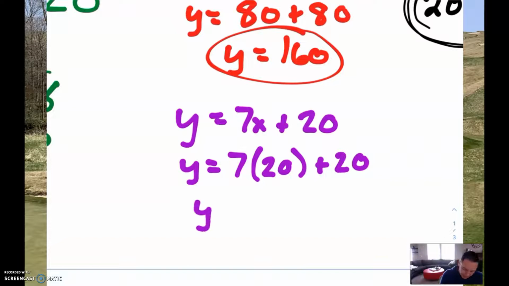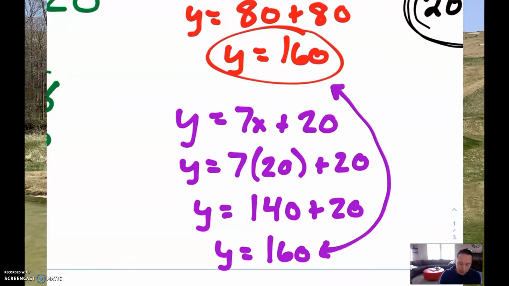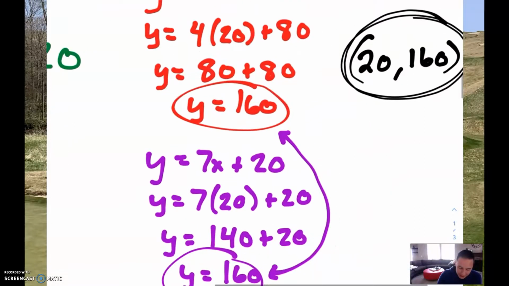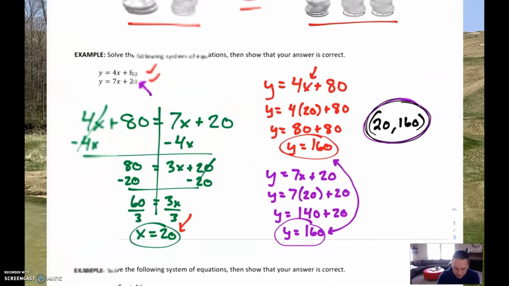Then we can simplify. 7 times 20 gives us 140. And if we did it correctly, the value that we get here should match up with what we got here. And it does. Both of them equal 160. So we know that we've got the correct answer, and we can rest assured that we didn't make any mistakes. So our final answer is 160. But if you want to be a good student, check it with both the top and the bottom equation.